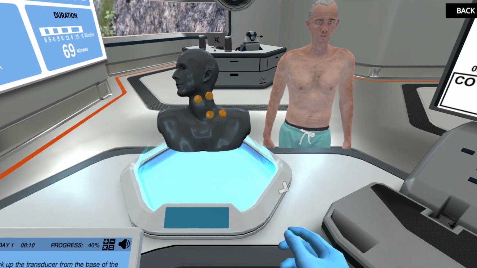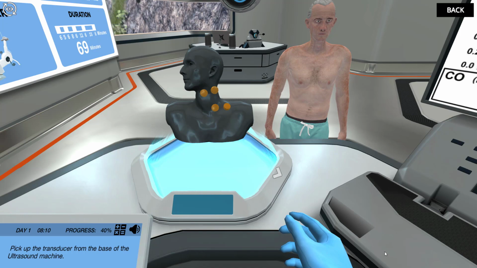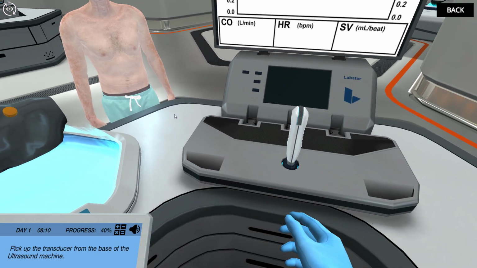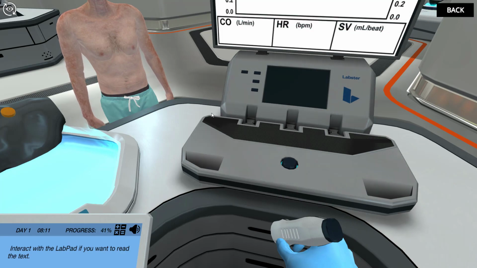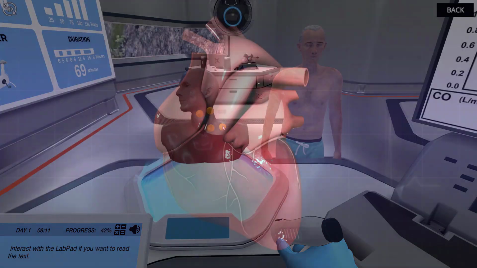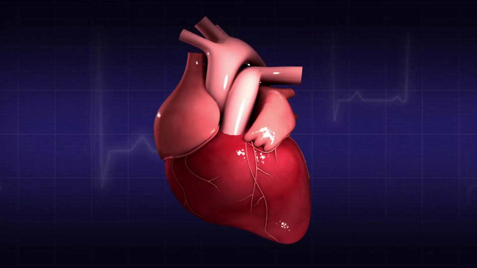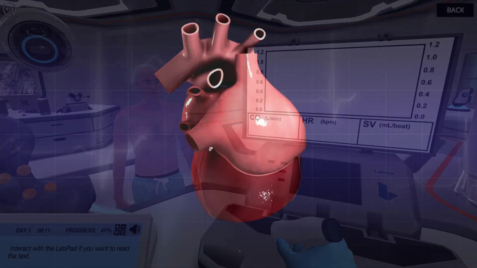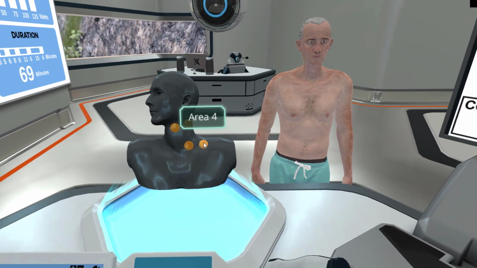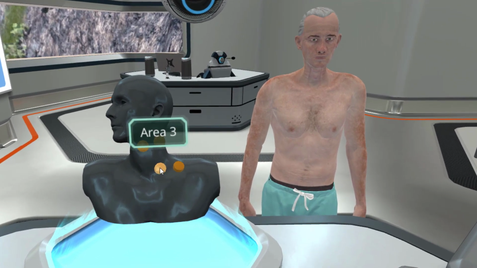Pick up the transducer from the base of the ultrasound machine. To measure the desired variables we need to do it from the aorta, so we need to point our probe towards the aortic valve. To do so, we need to find the exact right spot on the patient's neck.